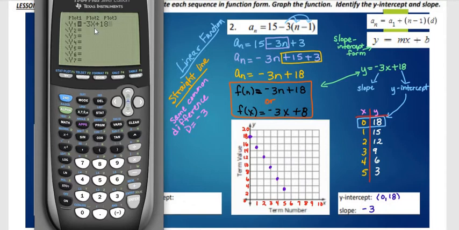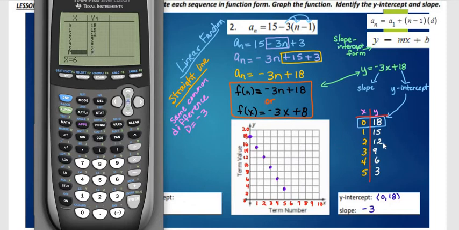Right here before we go ahead, look at this x. We do not substitute 0 through 5 in here because this x will stand for any term we're looking for. So I'm going to go to my table. I'm going to go to second and graph. And this time you see that I can cursor up and down, but we want to have 0. So 0 is 18, 1 is 15, 2 is 12, 3 is 9, 4 is 6, 5 is 3.